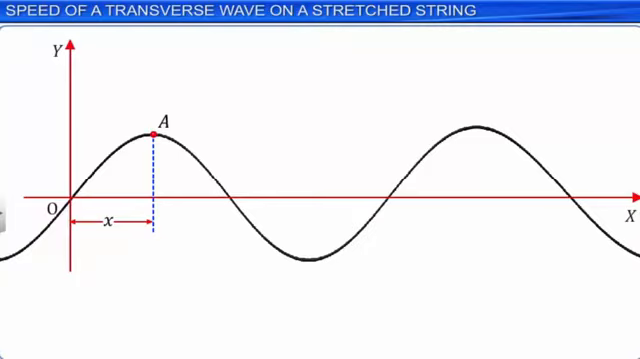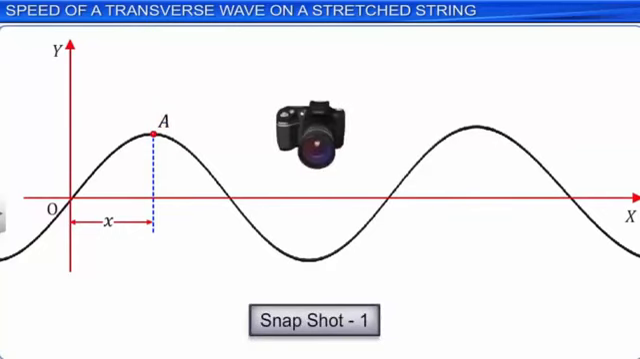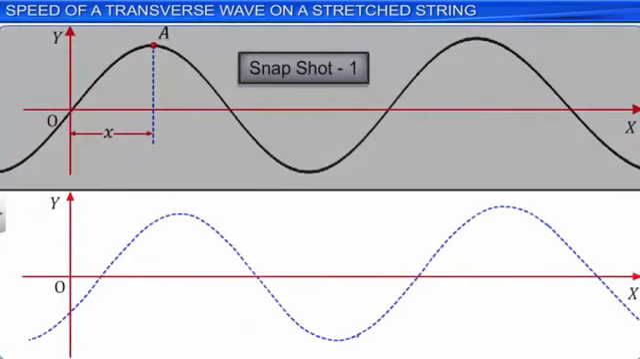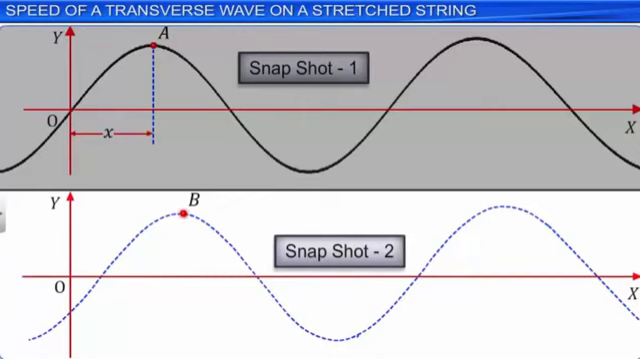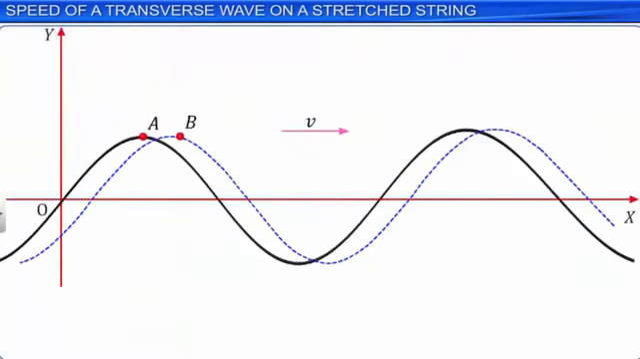We take a snapshot 1 with a high speed camera showing the waveform. After an additional time delta t, we take another snapshot 2 and mark point B on the crest of the progressive wave. The crest, which was at particle A, has now moved to particle B. Particle B is situated at x plus delta x from the origin O. Now, let's superimpose the two snapshots. During the time interval delta t, the waveform has moved through a distance delta x. Therefore, the speed of the wave is denoted by delta x by delta t.